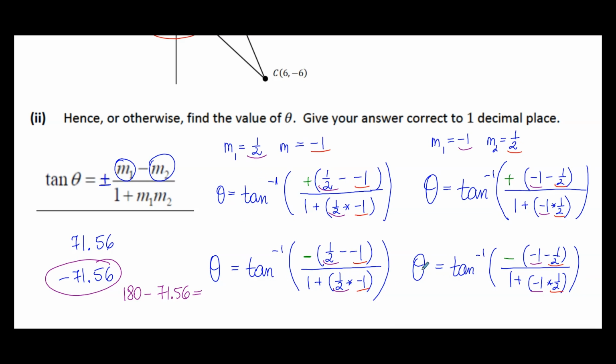Now, what does that mean for you? Whether you put plus or minus, and it doesn't matter which slope you pick first or which you pick second, every time you are going to get the acute angle. The only difference is that, no matter what value you are getting, if you are looking for the obtuse angle, you have to take that from 180, and that's how you get the remaining angle.